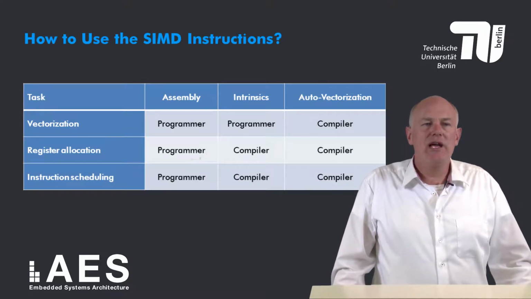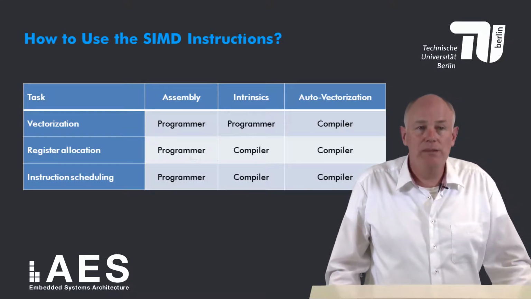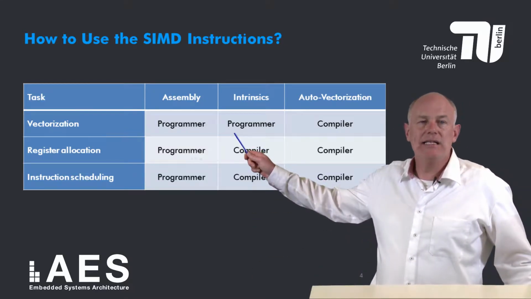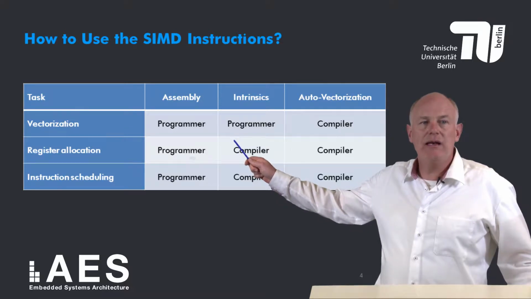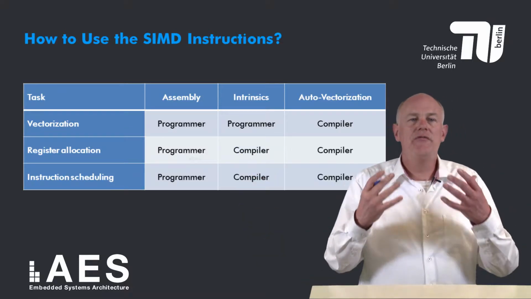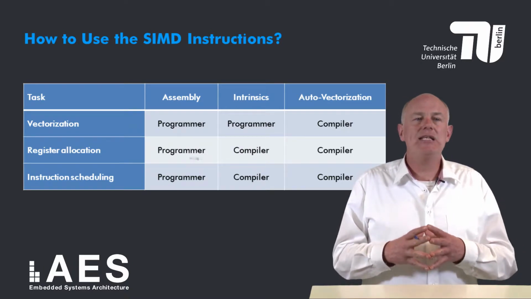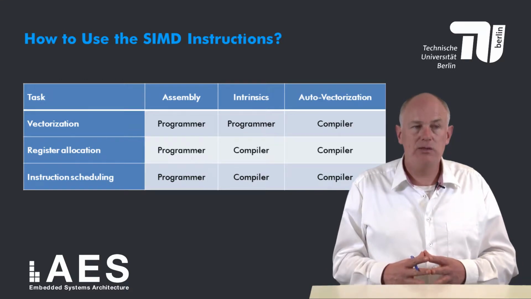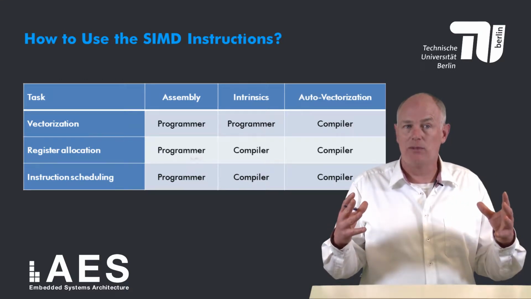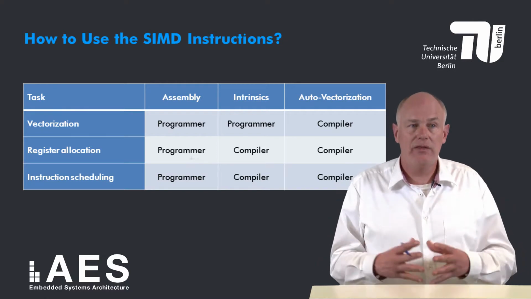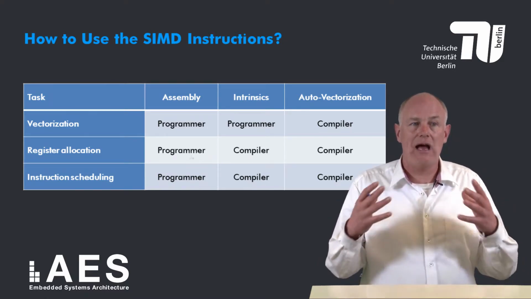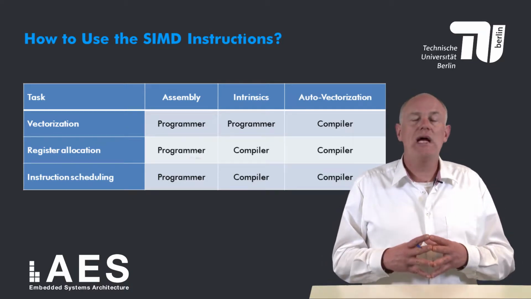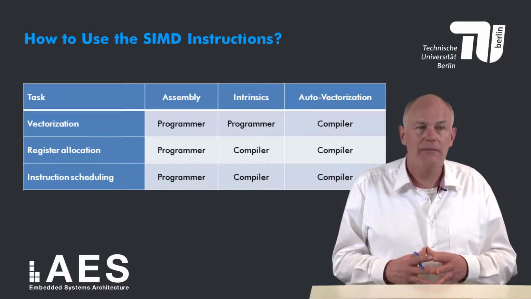Basically, there are three approaches from extremely low level to high level. At the lowest level is the assembly level. Then the application developer has to do everything. He has to vectorize the loop. He has to discover which loops are vectorizable. He has to take care of register allocation. And he or she, of course, also has to perform instruction scheduling.